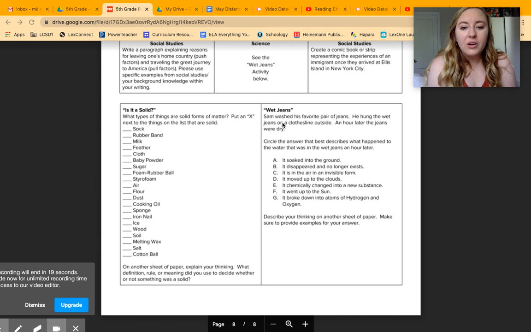And then over here are 2 more science activities that are going to talk about what solids are and an activity with wet jeans, which is kind of interesting. So think back to when we talked about different forms of matter. You guys should know what a solid is.